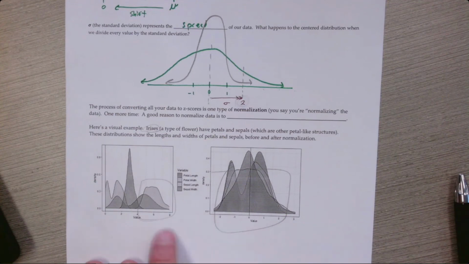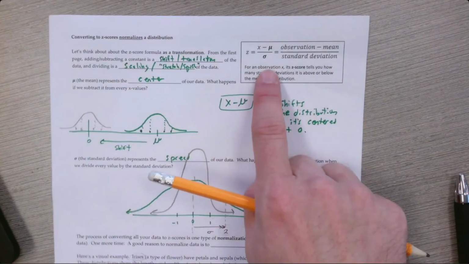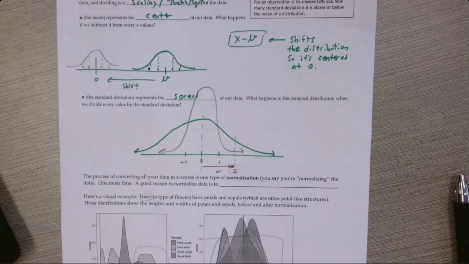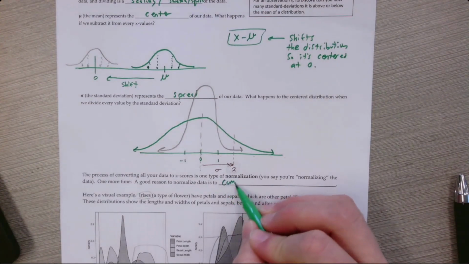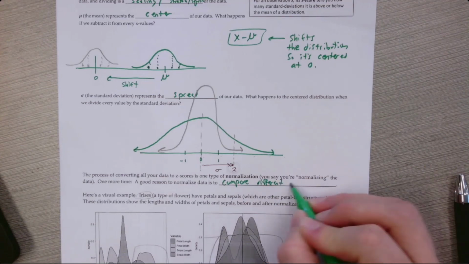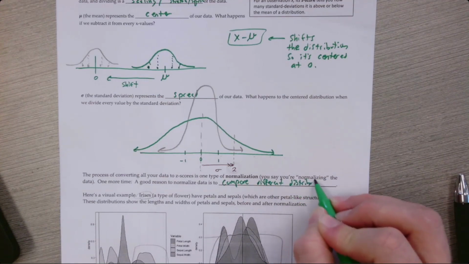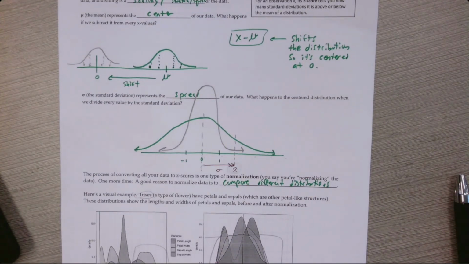I just wanted to show you this as a visual way of thinking about what happens when you replace everything with a z-score, and the idea of normalizing data, which is a good idea when you want to compare different distributions. Normalizing data, again, is a very, very common first step before you start analyzing it in a lot of different contexts. And we'll learn more about that later in the course.